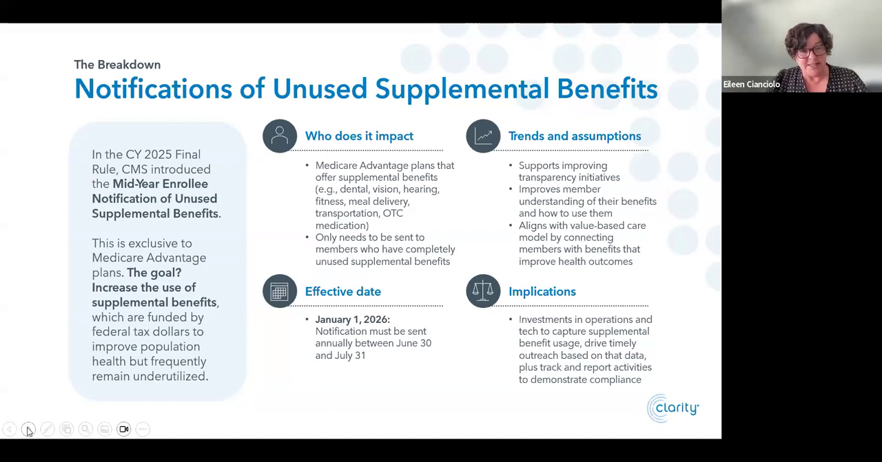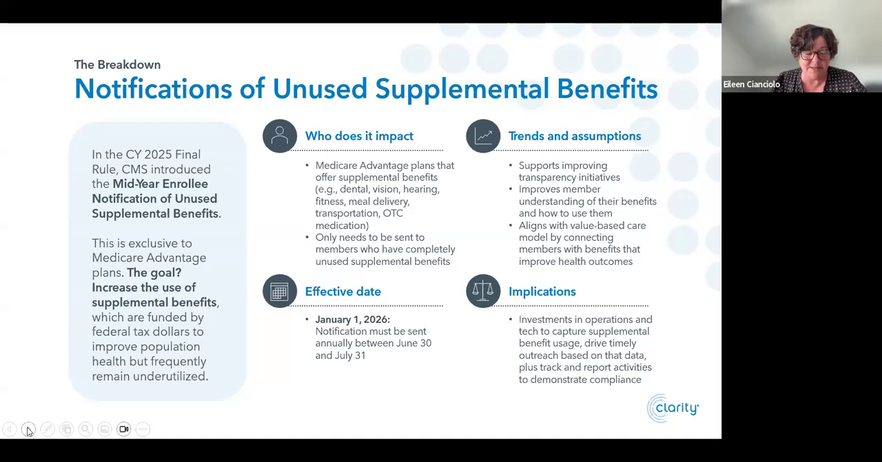And so CMS is requiring for all Medicare Advantage plans that offer supplemental benefits. So those are supplemental benefits, right? They range from dental and vision and hearing to meal delivery, transportation, the list goes on and on. They're requiring that a communication has to be sent annually between June 30th and July 31st to members who have completely not used that supplemental benefit.